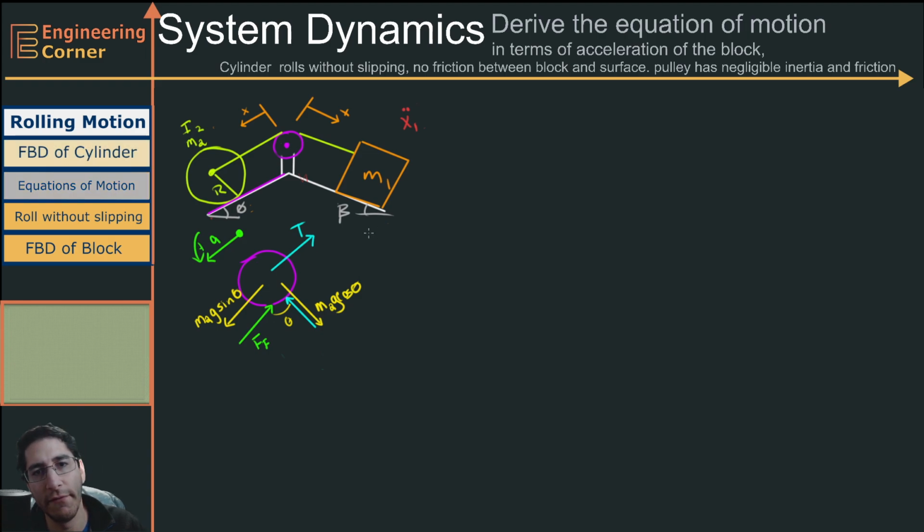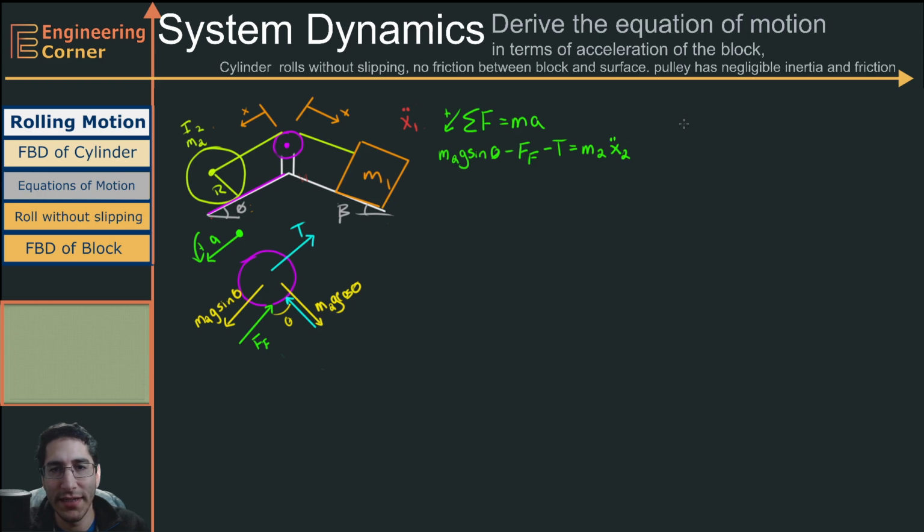So now I have the free body diagram of my cylinder, and I'm going to work with my equations of motion. The sum of my forces is equal to mass times acceleration. Now, where are my forces? They come from the free body diagram. Anything that's going down is going to be positive, that's m2g times the sine of theta. Then anything that's going up is negative, so minus the frictional force minus the tension. And that's going to be equal to mass 2 times x2 double dot, the acceleration of 2.